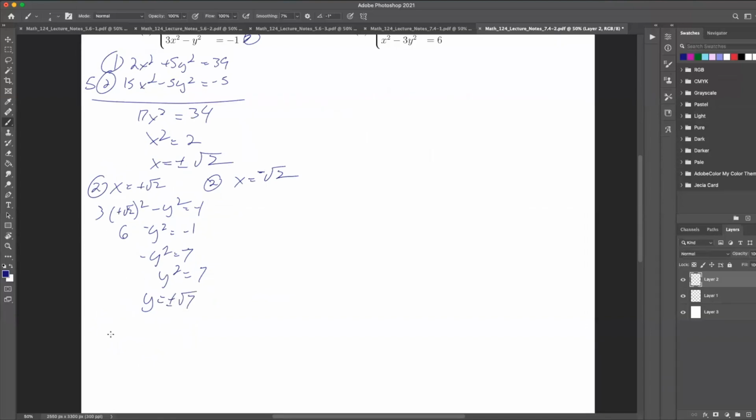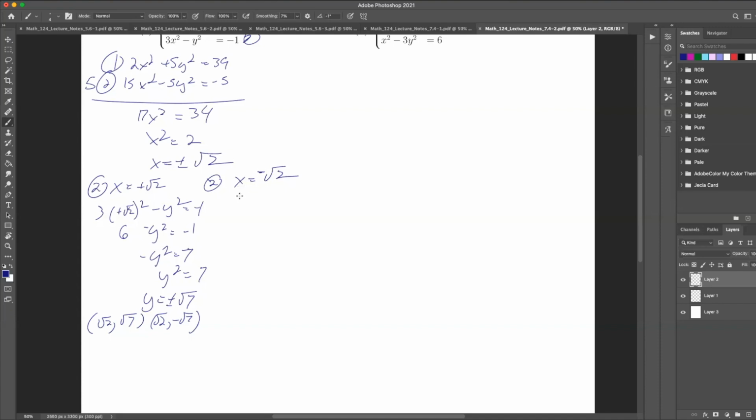And so our solutions here are twofold: square root of 2, square root of 7, and square root of 2, minus square root of 7. Okay, so we just solve this through. And then if we did the same thing here, notice we're going to get the same answer.